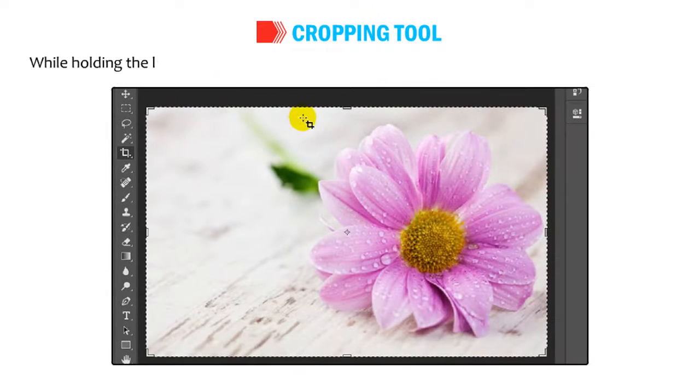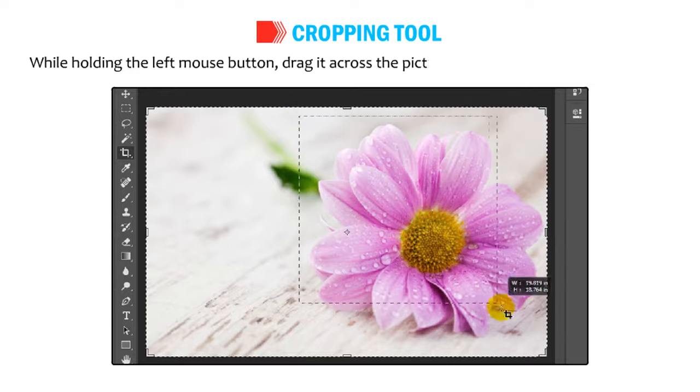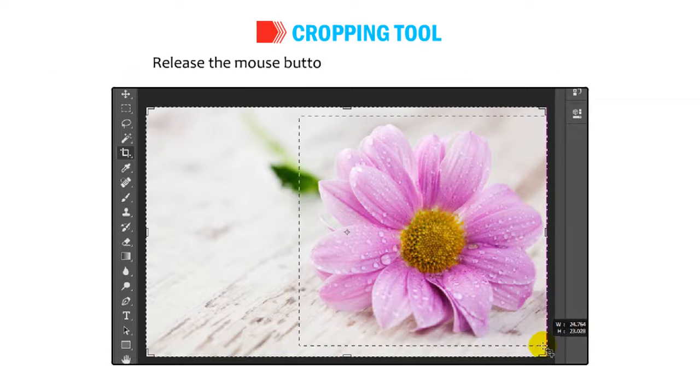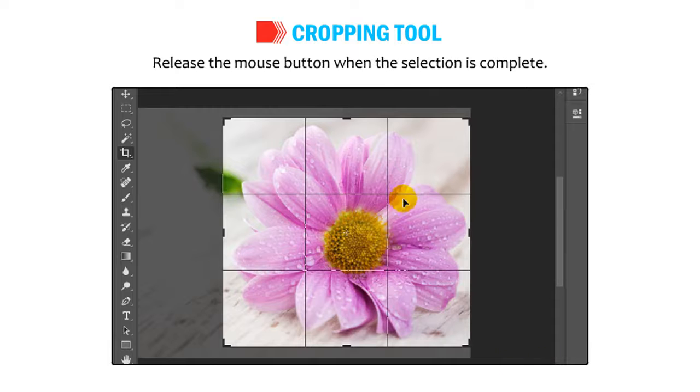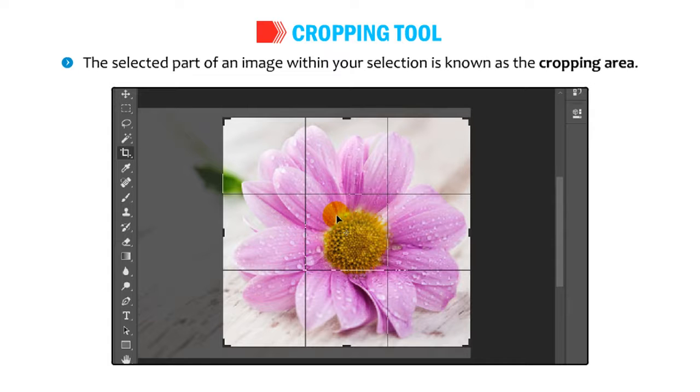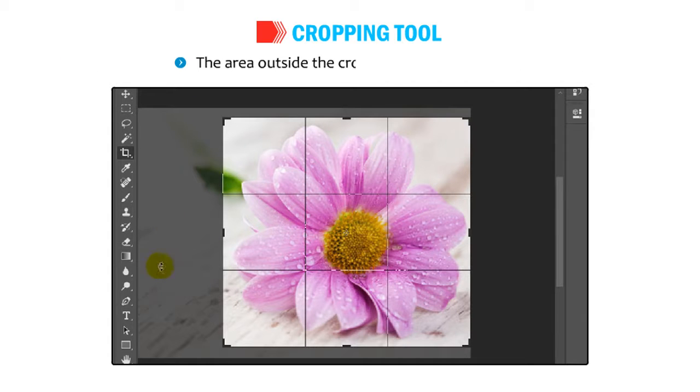While holding the left mouse button, drag it across the picture to make a rectangular selection. Release the mouse button when the selection is complete. The selected part of an image within your selection is known as the cropping area. The area outside the cropped area appears dark. This is called a shield.